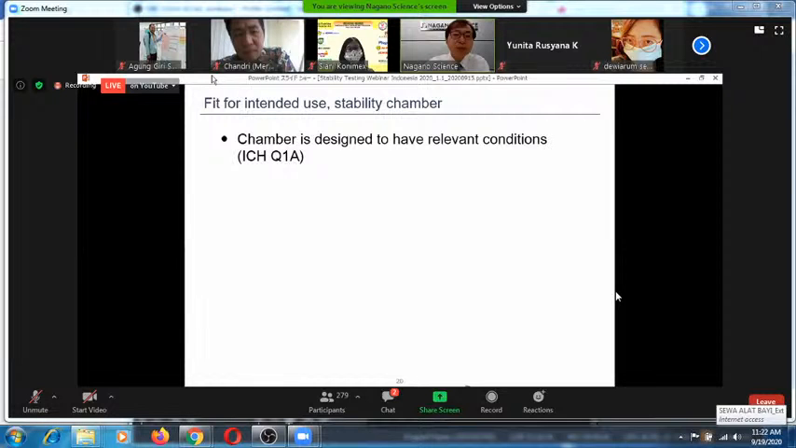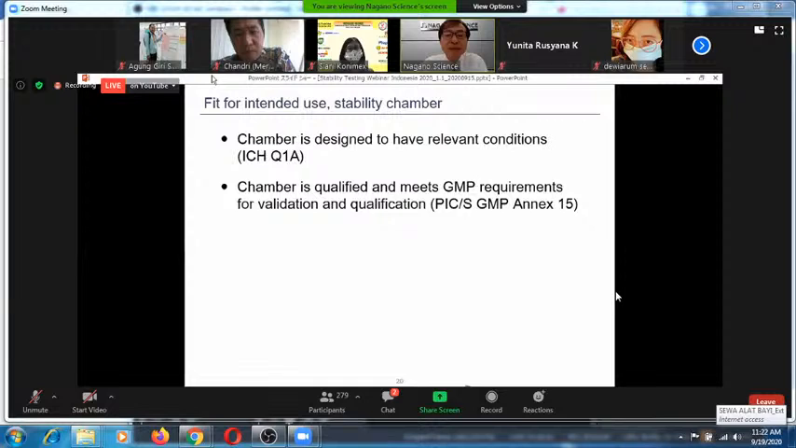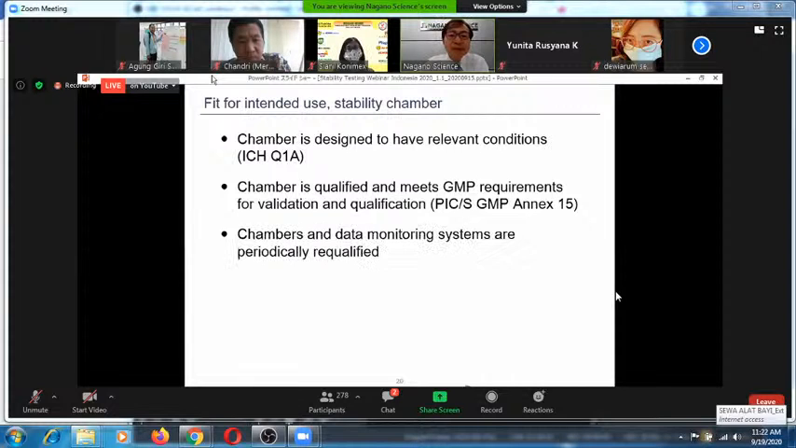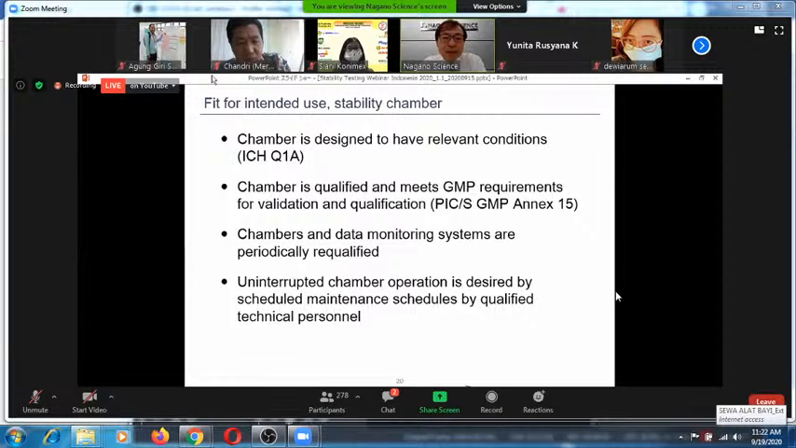So the chamber is designed to produce relevant conditions, for example, ICH Q1E and ASEAN stability guidelines. And the chamber is qualified and meets GMP requirements, such as PIC/S GMP Annex 15. And chambers and data monitoring systems are periodically requalified, and uninterrupted chamber operation is desired.